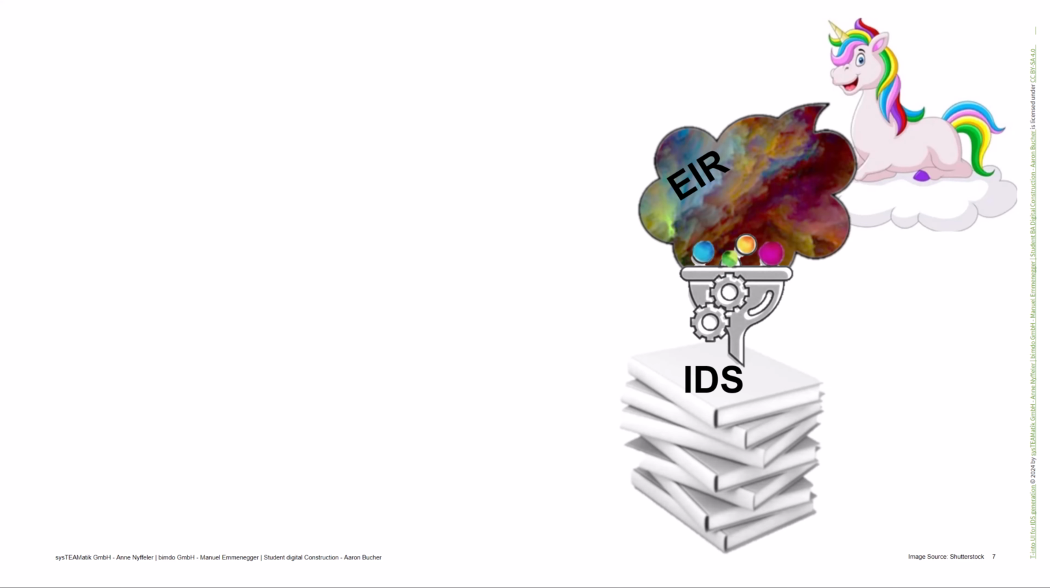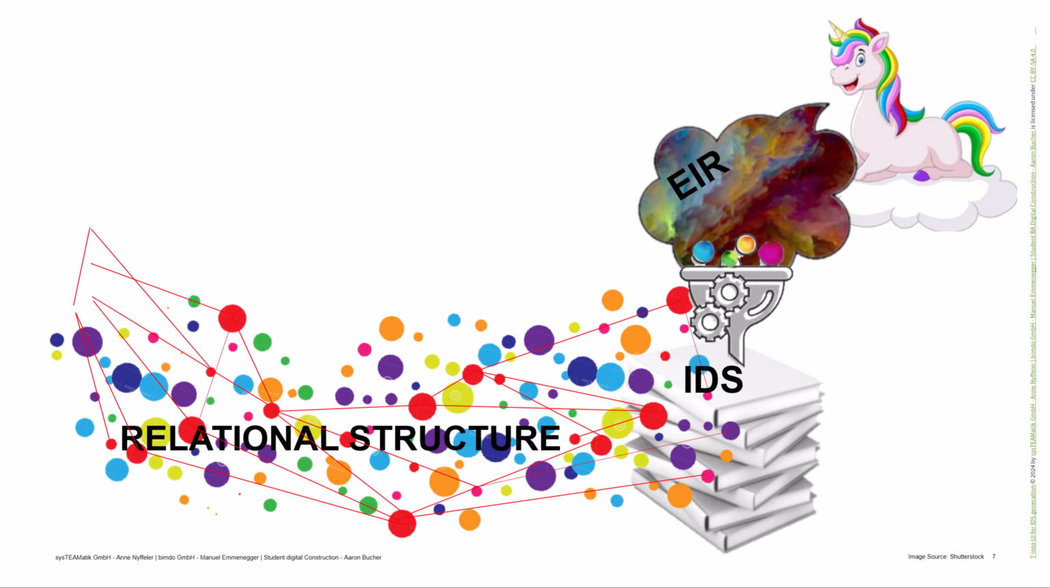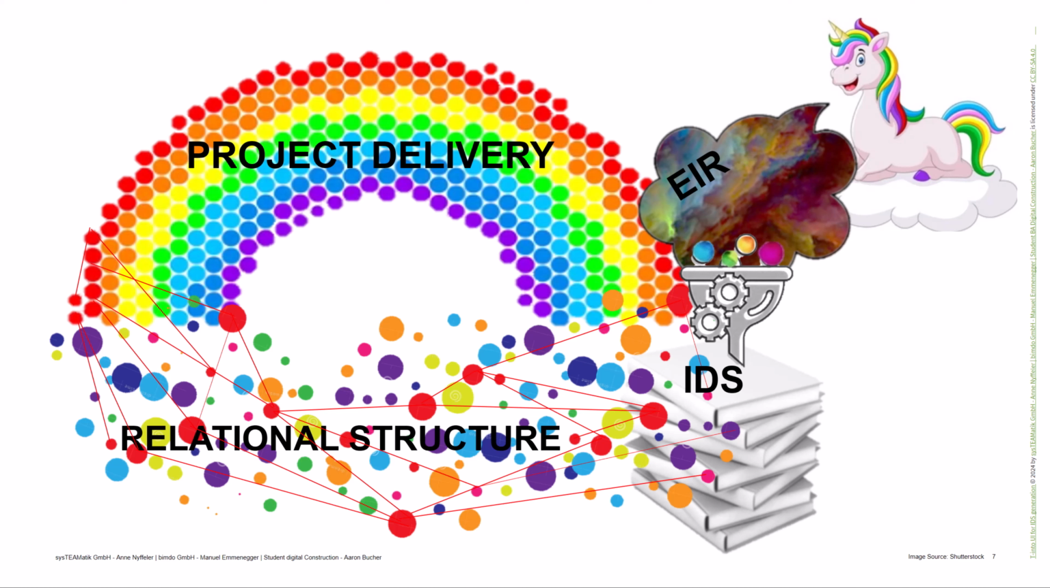With our tool, we not only structure the exchange information requirements through the IDS scheme into machine-readable data for the handover milestone, but we analyze the required data in the IDS scheme for the handover and link it into a relational structure. Based on this structure, we are able to derive further IDS which can be used throughout the entire project delivery process for quality checking and project progress control.